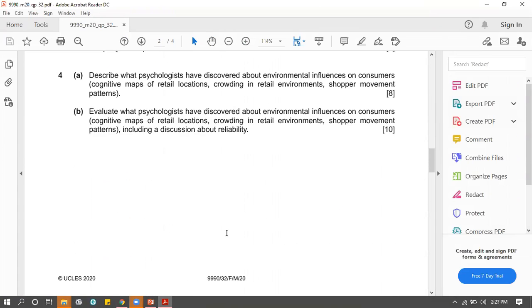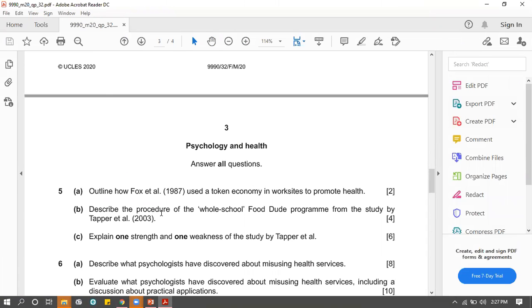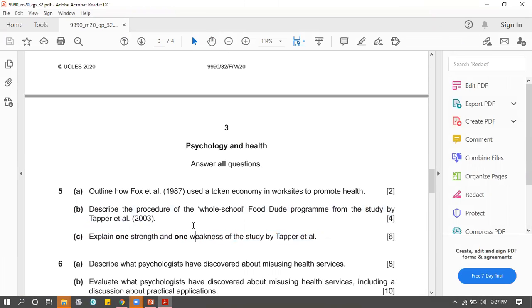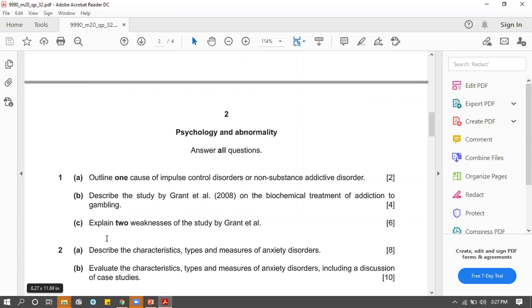Same thing for health psychology. Five part B is about, let's suppose, Tapper; five part C is also about Tapper. So B and C are always about the same thing. Five B is always going to be describe: tell me about the Beck Depression Inventory, summarize, give me details. Four details, 4 marks, about the Beck Depression Inventory.